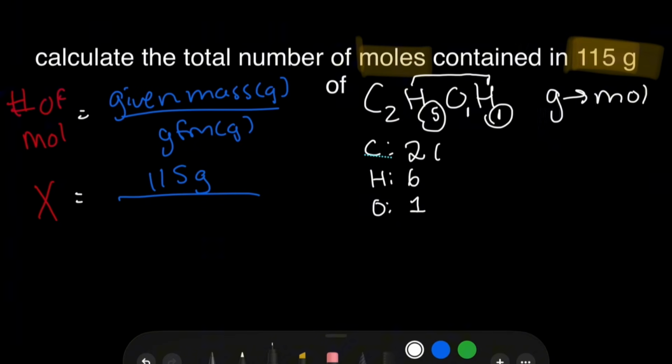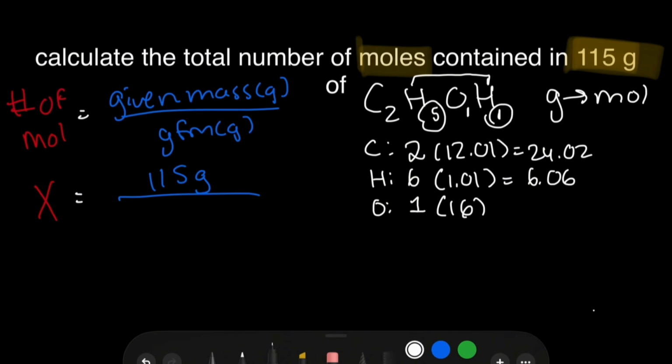Well, carbon has an average atomic mass of 12.01. So we do 2 times 12.01. We get 24.02. And then hydrogen has an average atomic mass of 1.01. So we do 1.01 times 6, and we get 6.06. And then oxygen has an average atomic mass of 16. So we do 1 times 16 and we get 16. So now we add all of these together and we're going to get a sum of around 46.08 grams approximately.